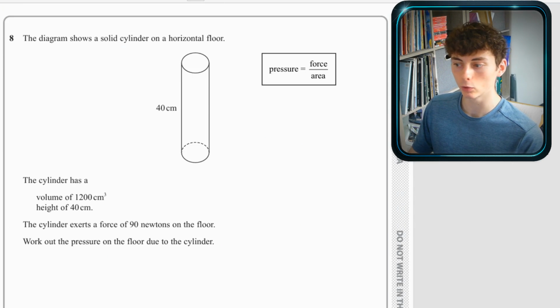It actually gives you the pressure equation as force over area. So we'll need to use that. The volume of this cylinder is 1,200 and the height is 40. It also tells us that the cylinder exerts 90 newtons on the floor. So we have to work out the pressure on the floor due to the cylinder.